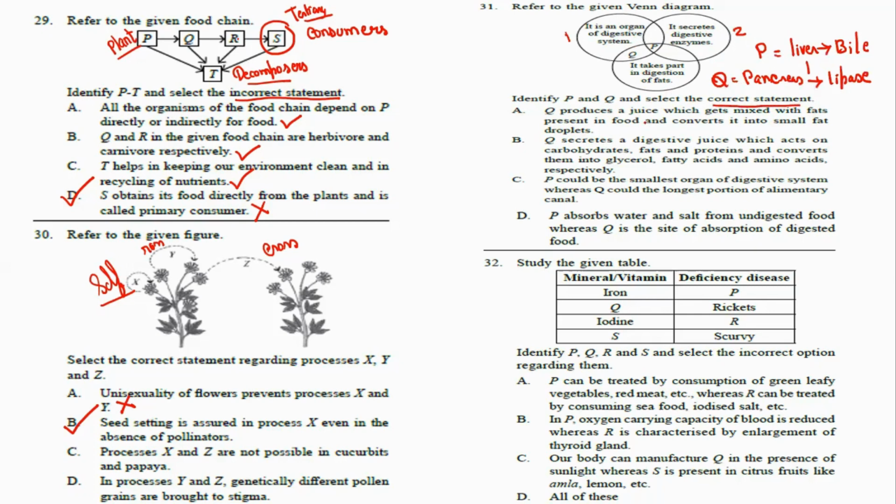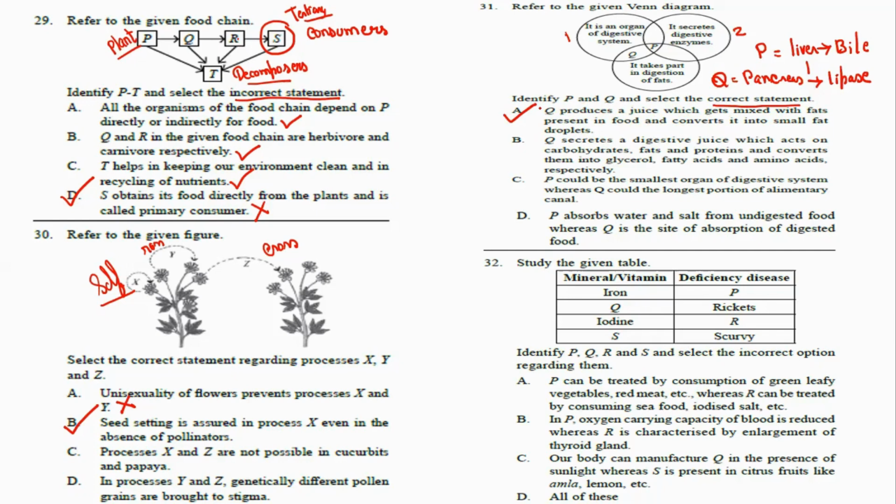The first statement says Q produces a juice which gets mixed with fat present in the food and converts it into small fat droplets. This is the correct answer, right? Q is the pancreas, so it produces the enzyme lipase that helps in the digestion of the fat. So A is the correct answer.